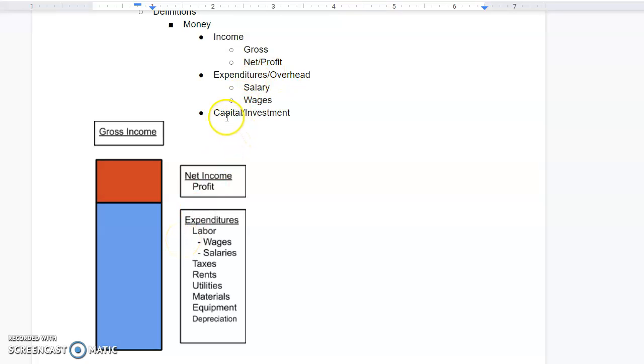And finally, another term for a type of money is called capital. Capital and money are not exactly the same thing.